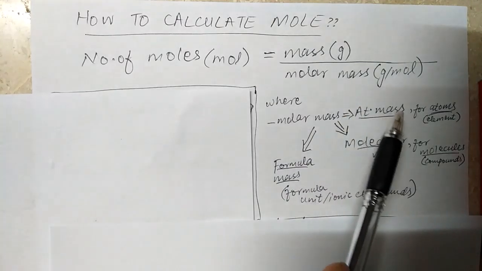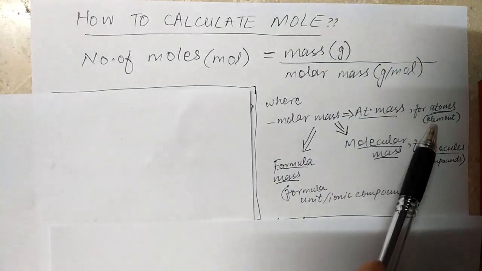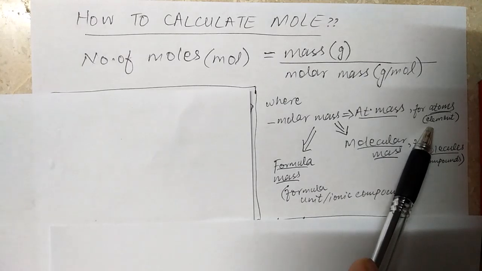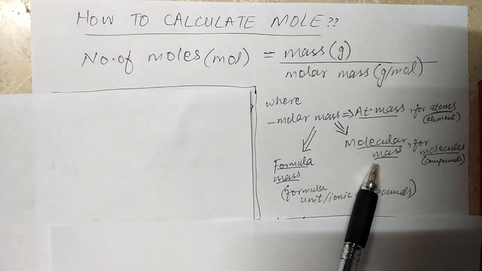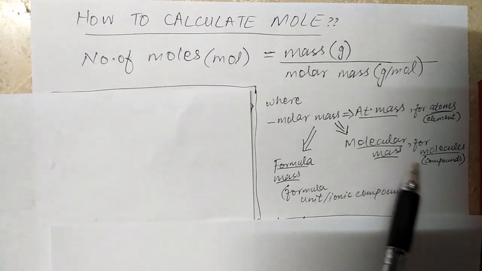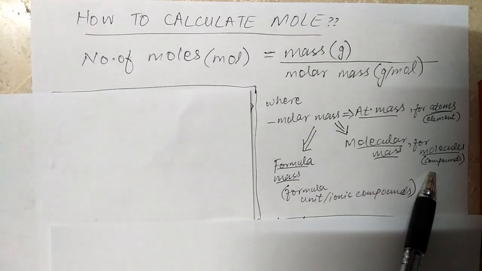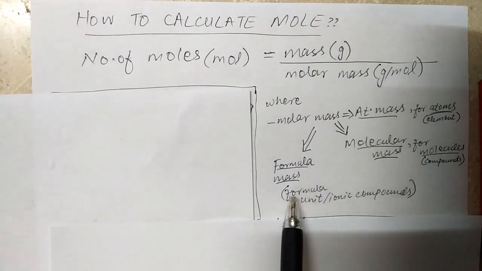Molar mass can be atomic mass if you are talking about any atom, or if you're talking about any element. Molar mass will be replaced by molecular mass if your question calls for a molecule or a compound, and molar mass will be replaced by formula mass if you're talking about a formula unit. Basically molar mass की जगह atomic mass आ जाएगा.